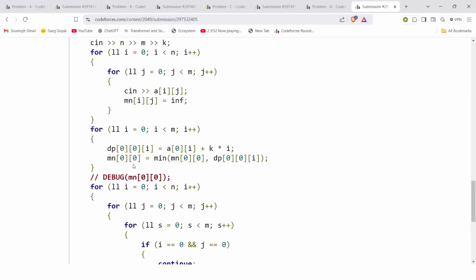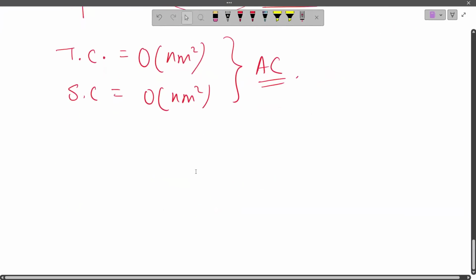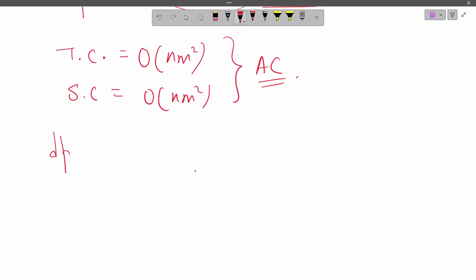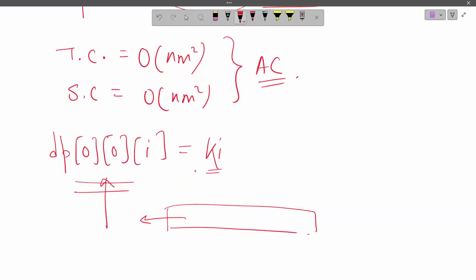After that, this is the base. Okay, let's discuss the base. So what is the base? What is dp 0 0 i? dp 0 0 i signifies the cost to reach 0, comma 0 such that we make i shifts in the zeroth row itself. If we make i shifts in the 0th row, that means first of all we need to add a cost k times i, because the cost of every shift is k, and we make i shifts, because we have to reach 0, comma 0, and we have made i shifts.